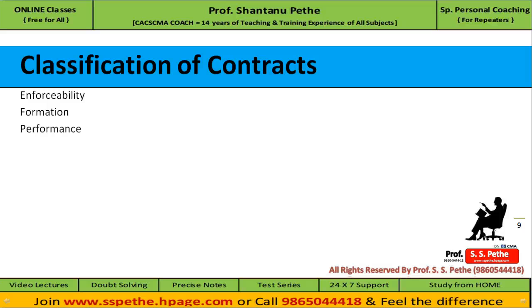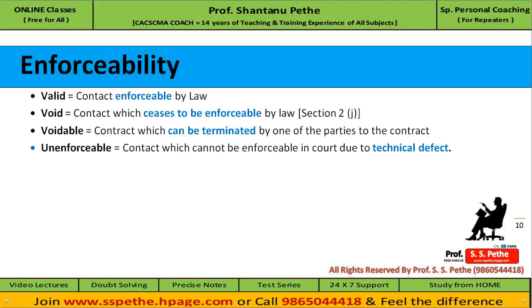Now let's see the classification of contracts. Contracts can be classified on the basis of three parameters: first, enforceability; second, formation; and third, performance. Let's see all the three one by one. First, we will see the kinds of contract on the basis of enforceability.